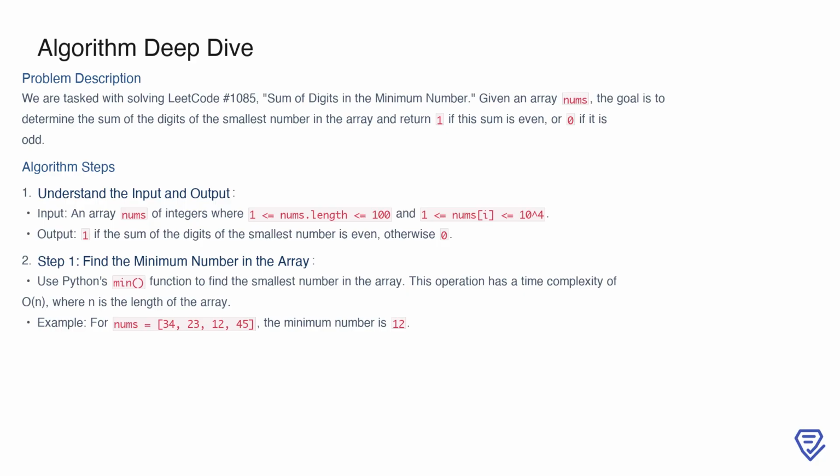The first step in solving this problem is to find the minimum number in the array. We can do this easily in Python using the min function, which scans the array in O(n) time to find the smallest value. For example, if the input array is 34, 23, 12, 45, the minimum number is 12.